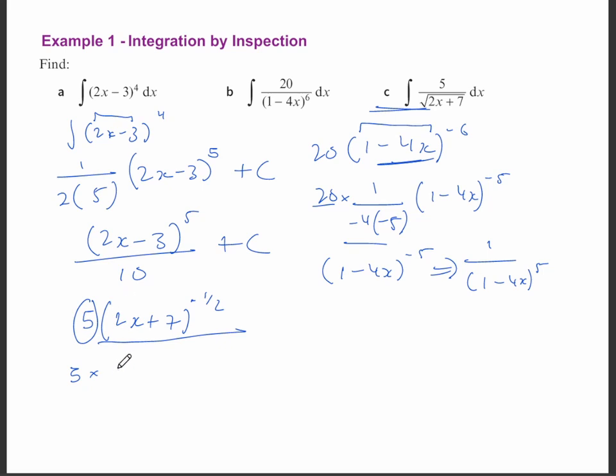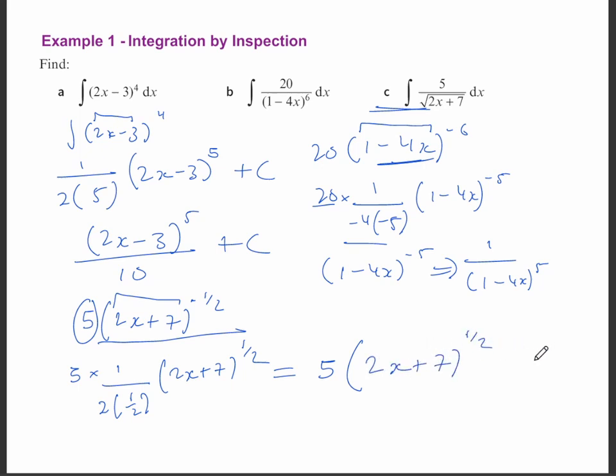So for that we need to do 1 over the derivative of whatever is inside here, which is 2, multiplied by the power plus 1, which is a half. Then we're going to have the bracket as it is, 2x plus 7, and then power n plus 1. So again half. This will give us, remember 2 times a half is just 1, so we have 5 times 1, so just 5, bracket 2x plus 7, power a half, and obviously we have our plus c for all of these, right? And these are going to be our answers for these three respectively.